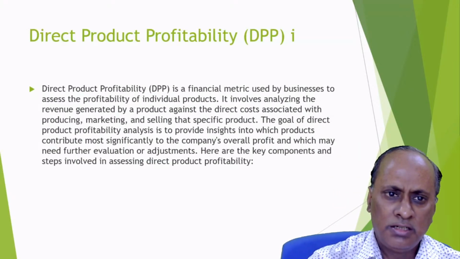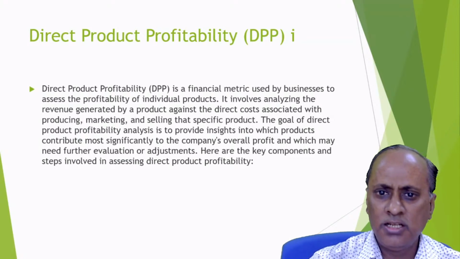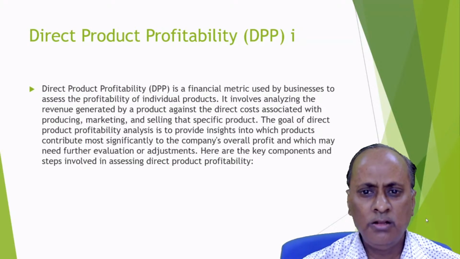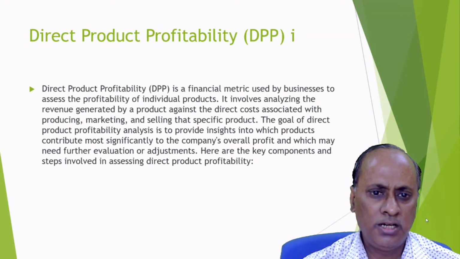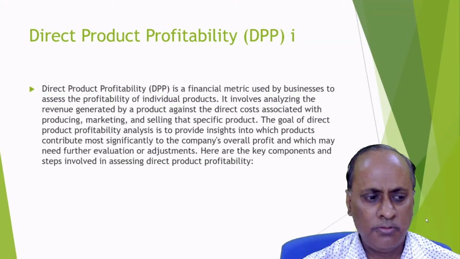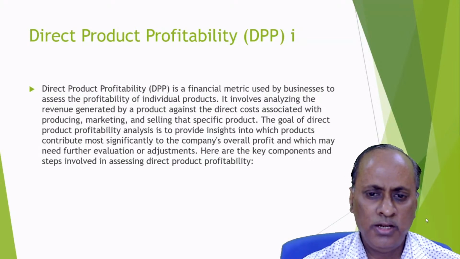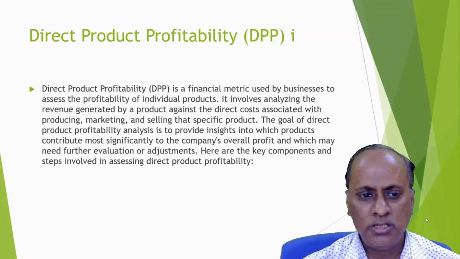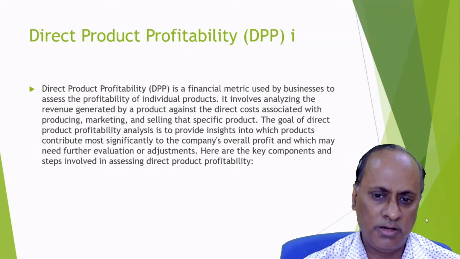Then direct product profitability is a financial metric used by businesses to assess the profitability of an individual product. It involves analyzing the revenue generated by a product against the direct costs associated with producing, marketing, and selling that specific product. The goal of direct product profitability analysis is to provide insight into which products contribute more significantly to the company's overall profit and which need further evaluation and adjustment.